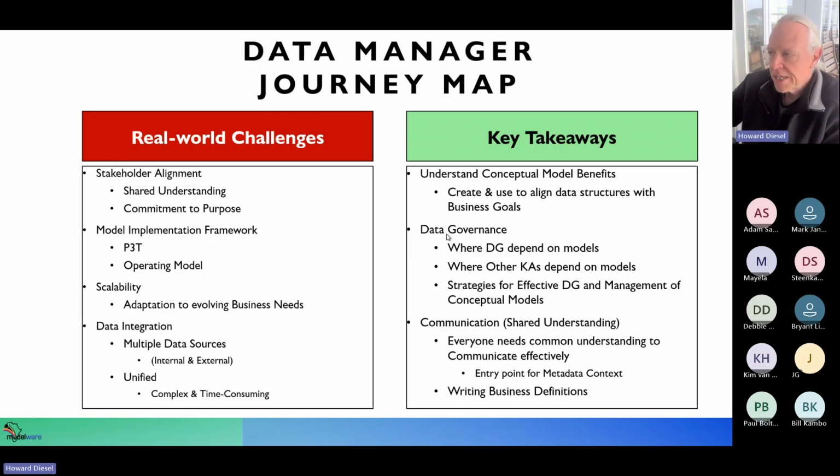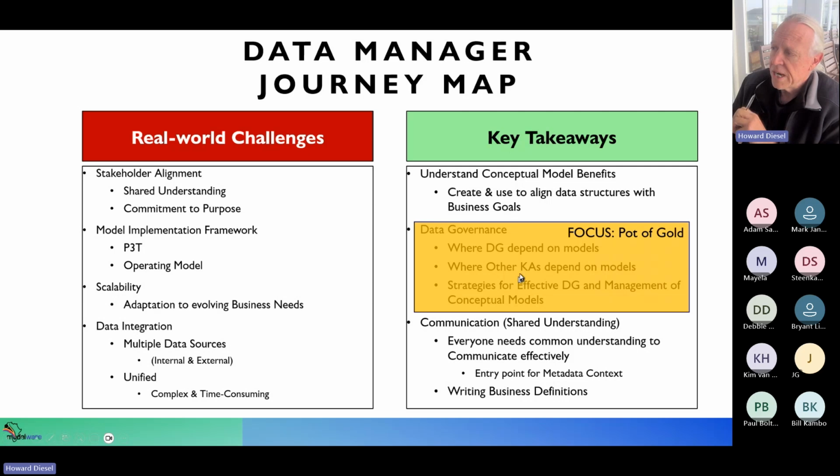So how do we bring data modeling into data governance? How does data governance depend on data modeling? It's critical to data governance. And then what other knowledge areas depend on data models? And then strategies for effective data governance and the management of conceptual models. And then this communication is important, getting a shared understanding of what this practice is all about. Everyone needs a common understanding to communicate effectively, and writing business definitions. Okay, so that's the one we're going to focus on today. This is where I feel that all of us can benefit. The pot of gold is if you can take this away with you and understand the value of data modeling to data governance, I think that's crucial.